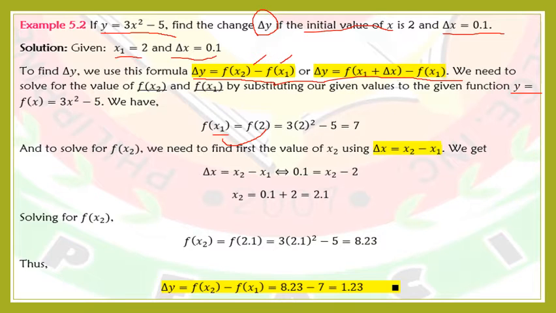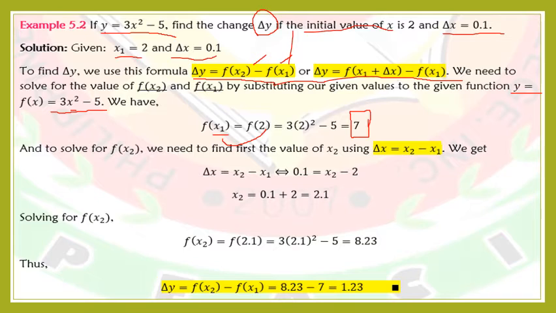Okay, and then substitute lang natin sa given natin na function. So we have 3 times, okay, replace x by 2. So 3 times 2 quantity squared minus 5, which is equal to 7. So ito yung value ni f of x sub 1. So okay na tayo dito. How about the f of x sub 2?